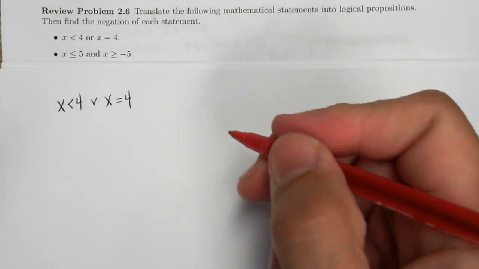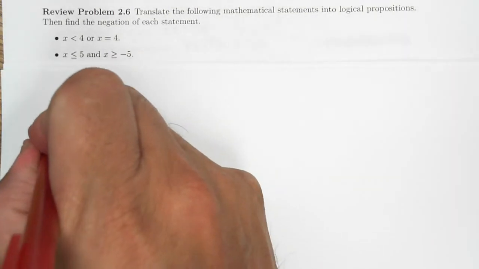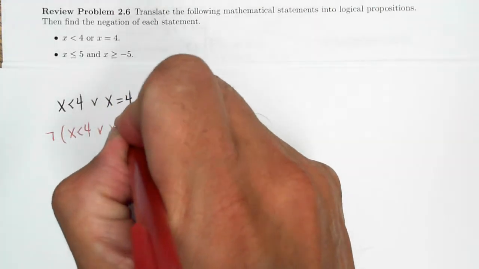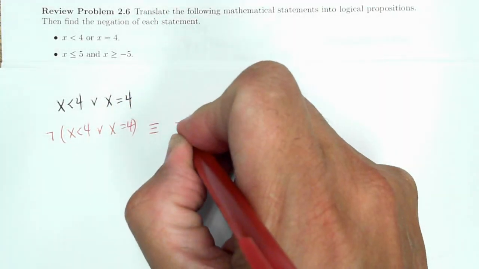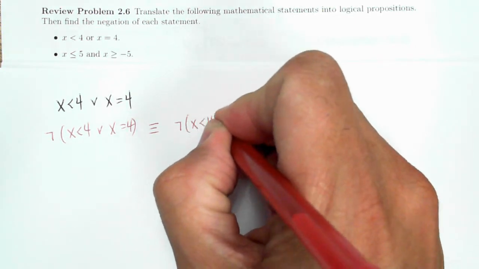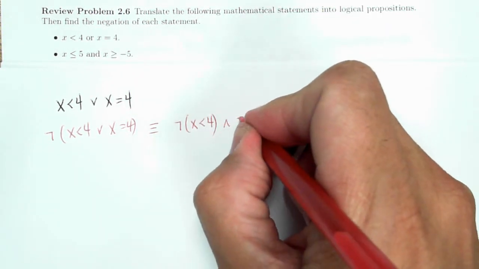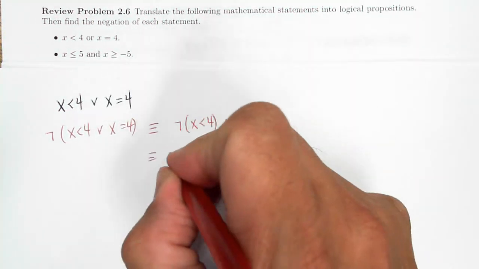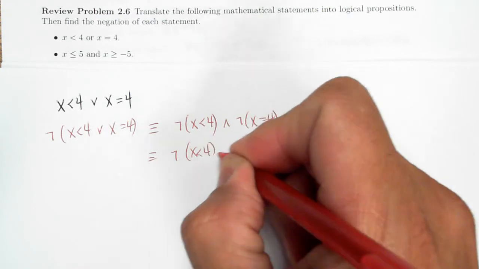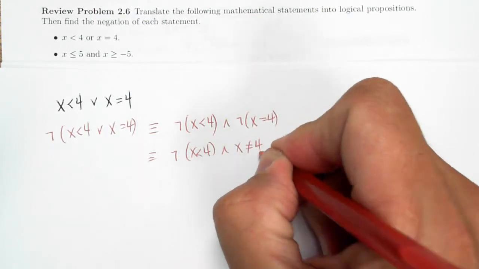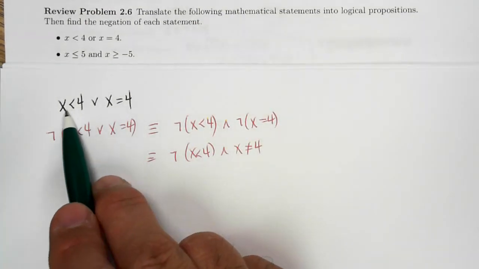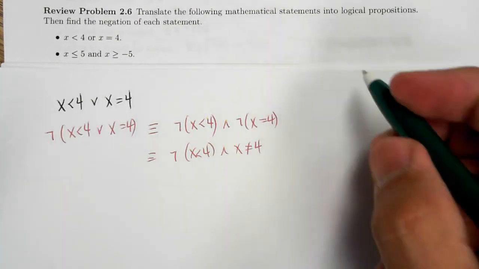To get the negation, and I'll write this in red, the negation of this is the same as saying that x is not less than 4, and it is false that x is equal to 4. And the last one can be written more succinctly as x is not less than 4 and x is not equal to 4. So that would be the negation of the first one. Now this makes common sense. Obviously this is the same thing as saying that x is less than or equal to 4.